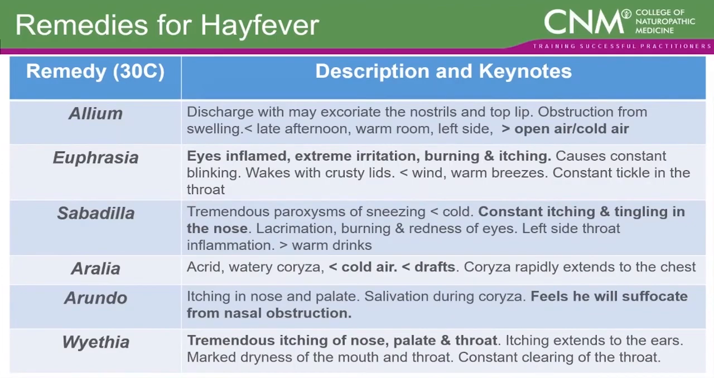Then the next one is Arundo. Arundo also gets itchy nose. So you see all the typical indications of itchiness, itchy nose, whereas Arundo also gets the itchy palate. Salivation during coryza, which is a peculiar indication. But one of their most marked, strongest features for Arundo is this constant feeling that they're going to suffocate. They really struggle to sleep at night because of the hay fever. The reason for that is that when lying down, they have this constant sensation that they're not going to be able to breathe, that the hay fever will eventually suffocate them in their sleep.